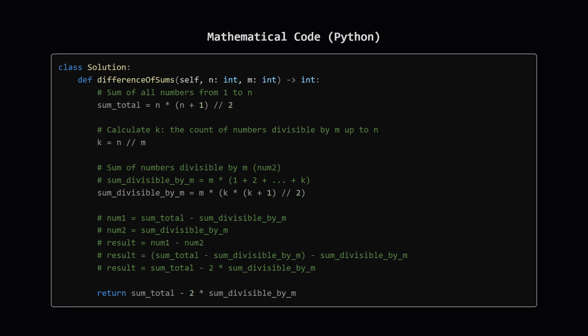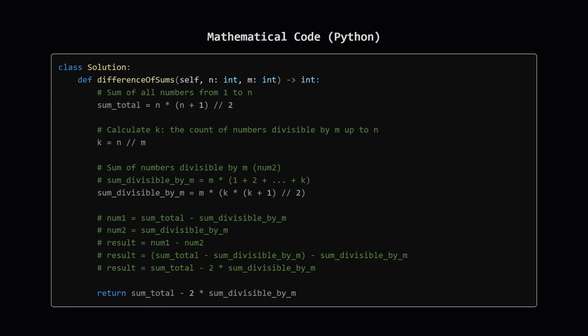Next, we find k. This n integer divided by m tells us how many numbers up to n are multiples of m. Then, we calculate the sum of those numbers that are divisible by m. This is m multiplied by k times k plus 1, and then that whole product integer divided by 2. Let's call this sum divisible by m. Finally, using our shortcut, the result is the sum total minus 2 times this sum divisible by m.